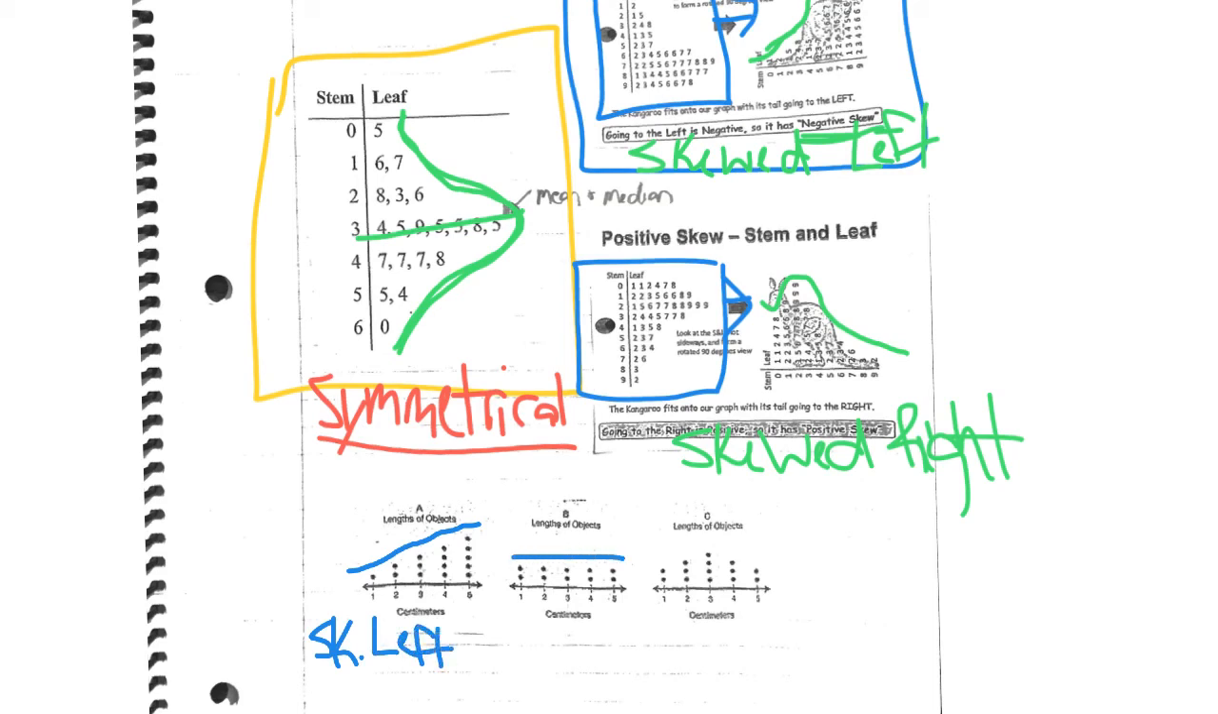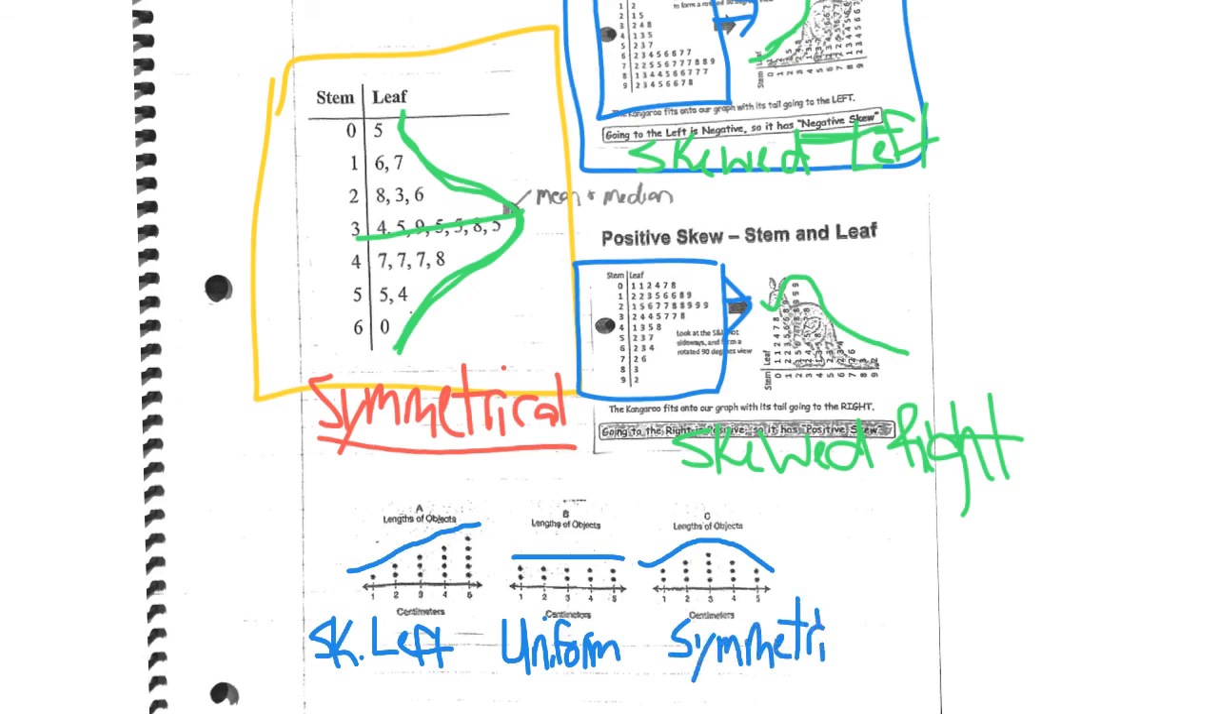This one is a straight line. Over there we said if it's a straight line, then it is uniform. And then this one looks like it's about the same on both sides. There's not really a tail. So this one would be symmetrical.